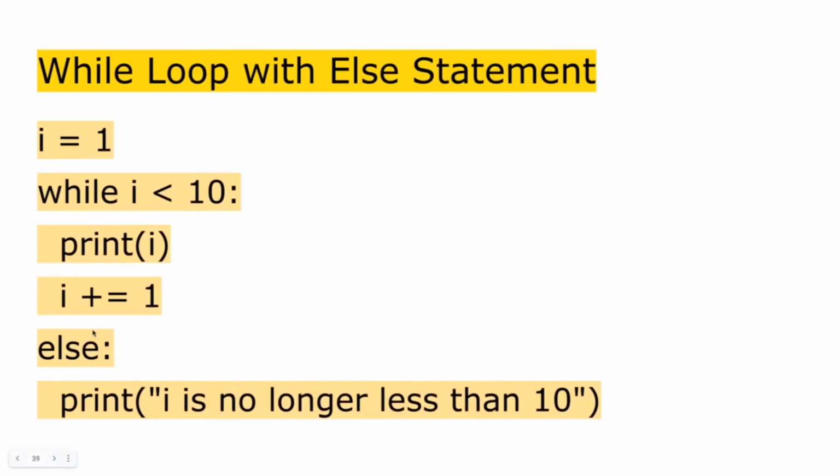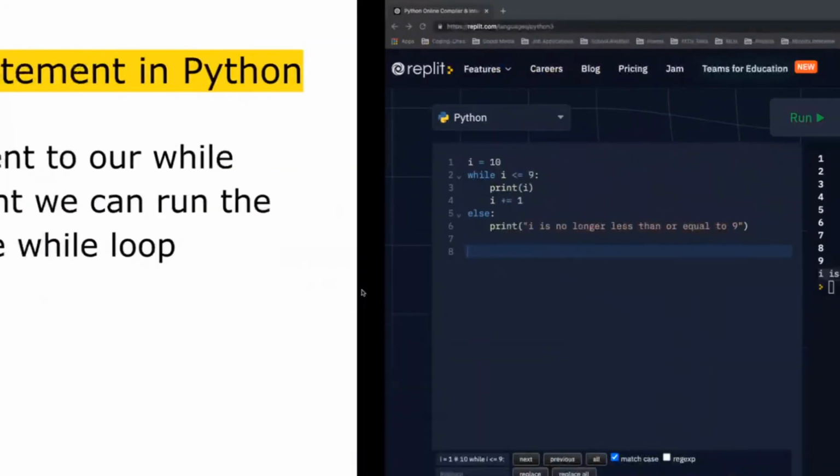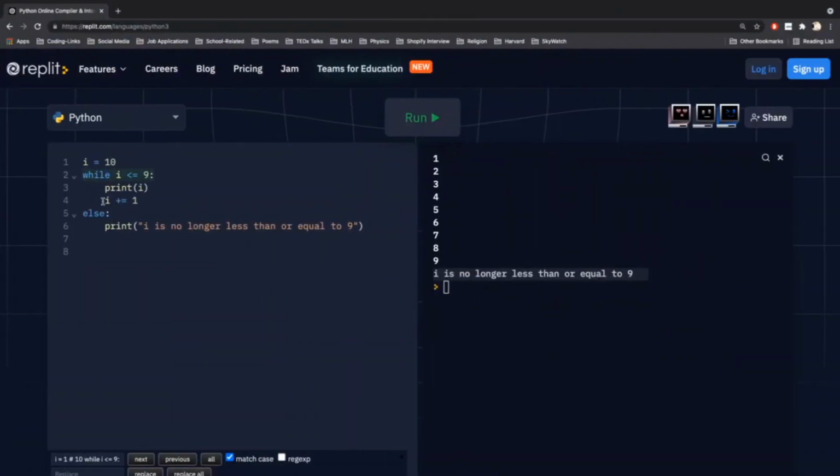That's pretty cool. You can combine a while loop and an else statement. We can add an else statement to a while loop. With the else statement, we can run code once the while loop condition is no longer true, right? So when this condition was no longer true, the else statement printed out.